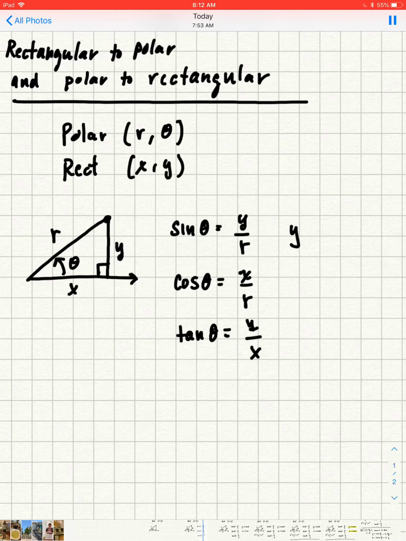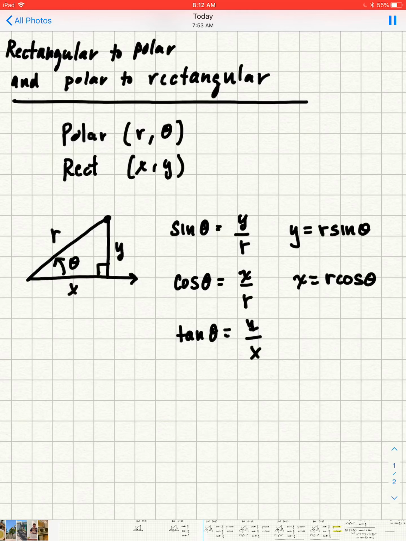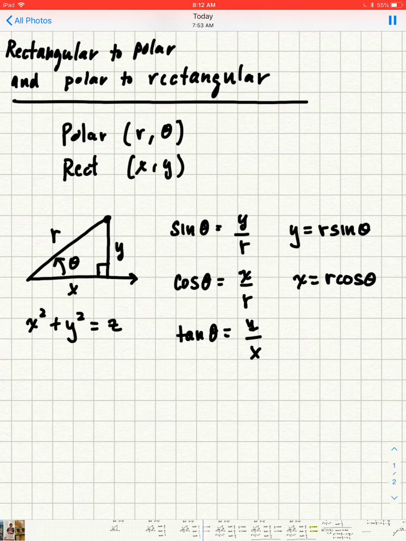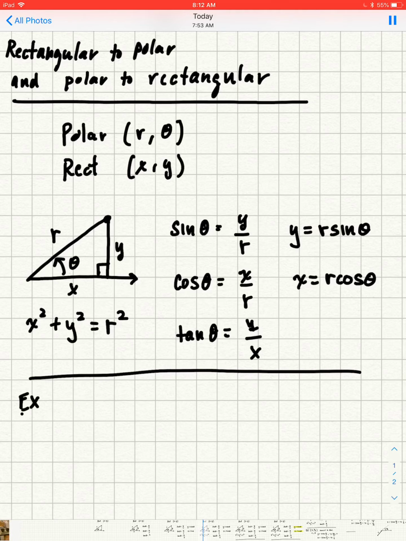Now, if we were solving for y, you would just multiply both sides by r, and you would get r sine theta. If you're solving for x, same thing, r cosine theta. And then you have something for x and y. Also, if we do the Pythagorean theorem, you're going to have x squared plus y squared equals r squared.